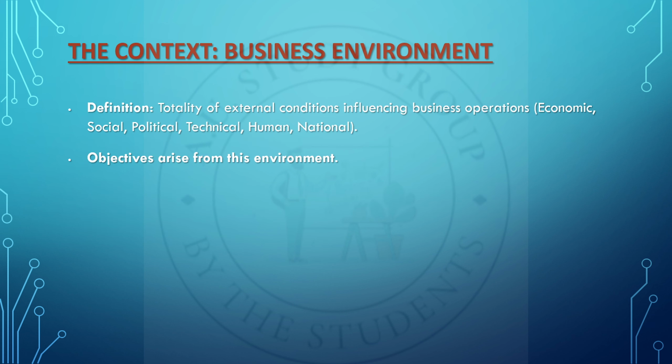So what does business environment mean? The economic, social, political, human, national environments. Based on these environments, the business objective is derived. So today's business objective is not only wealth for the owner, it's also wealth for all stakeholders. And how do they define the objective? Based on the business environment: the economic environment, social environment, political environment, etc.